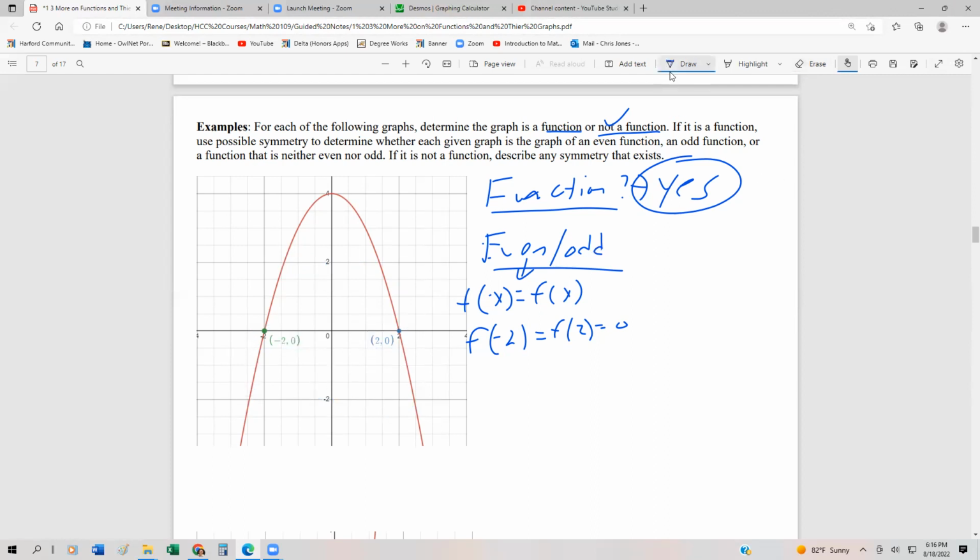So it's even, and that means it's symmetric about the y-axis.